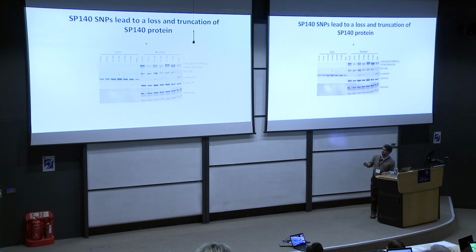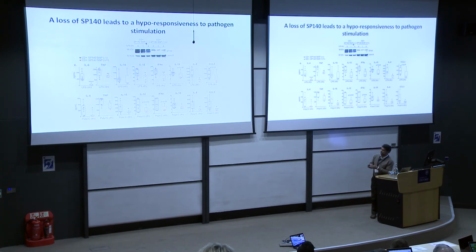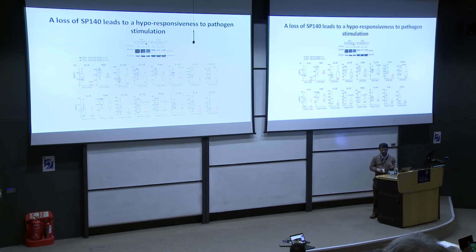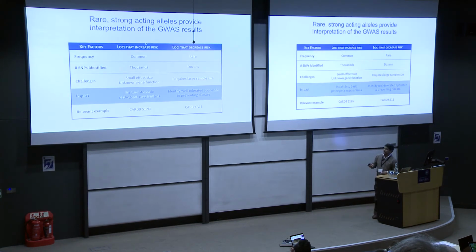I'm not going to spend a lot of time. The SNP leads to loss and truncation of the SP140 protein, and you can begin to see how this allele might be associated with disease. If you go directly to patient samples, you can see that it's associated with hyporesponsiveness, so less cytokines, but yet inflammation in the gut. So again, a third example of a disease allele telling you about function and loss of inflammation, increased autoimmune disease, but with low inflammation.